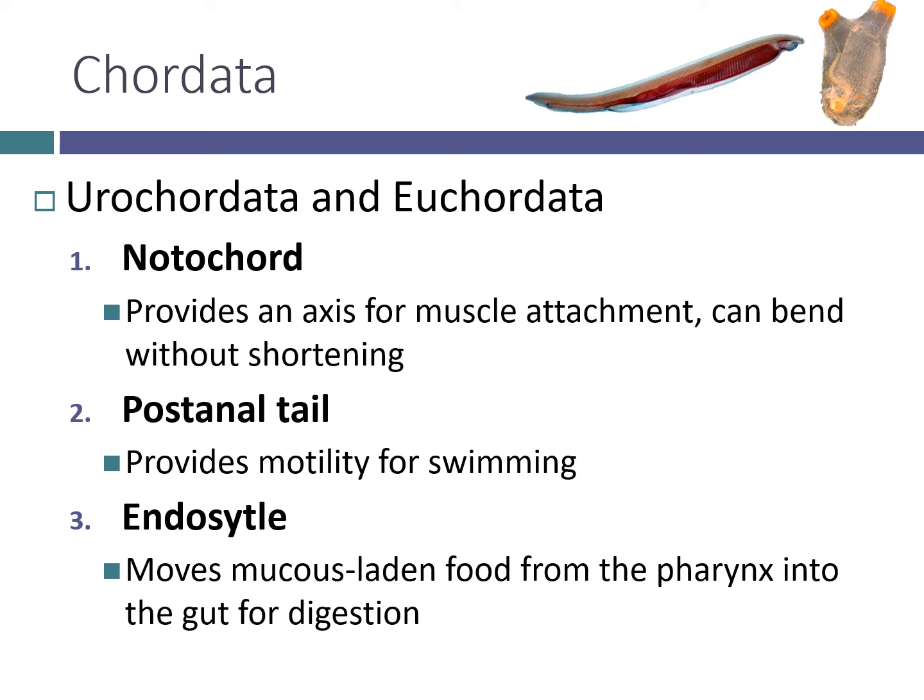They have a post-anal tail, which provides motility for swimming. So now the anus is no longer the end of the body; you've got the anus and then stuff coming after it, the post-anal tail. And then the endostyle, this is just something that helps move mucus-laden food from the pharynx into the gut for digestion.